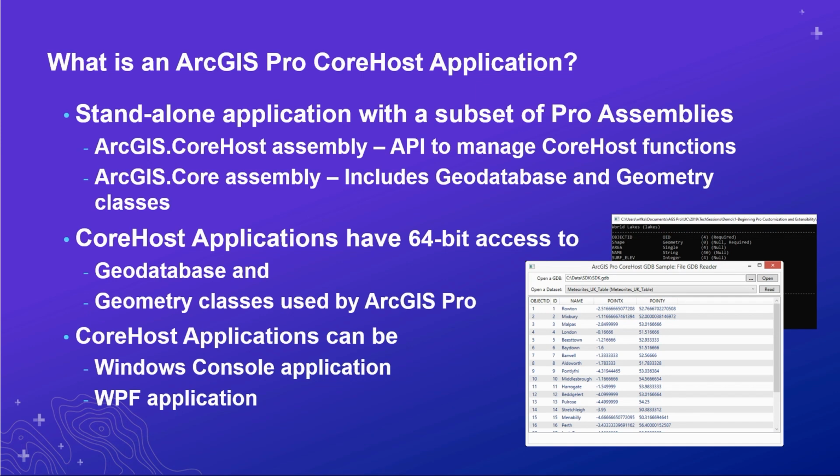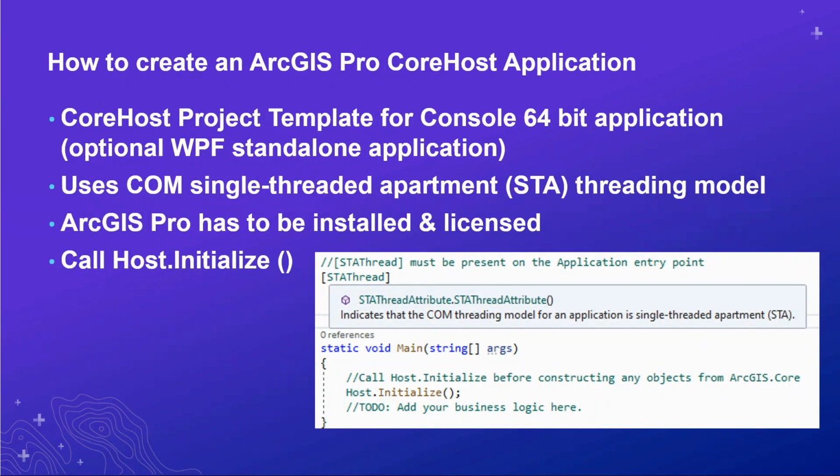CoreHost applications can either be Windows console applications or WPF applications. You can see a little screenshot representation on the right side of my display. So how do you create an ArcGIS Pro CoreHost application? The easiest is you would use the CoreHost project template for console 64-bit applications. And optionally, you can transform that into a WPF standalone application.